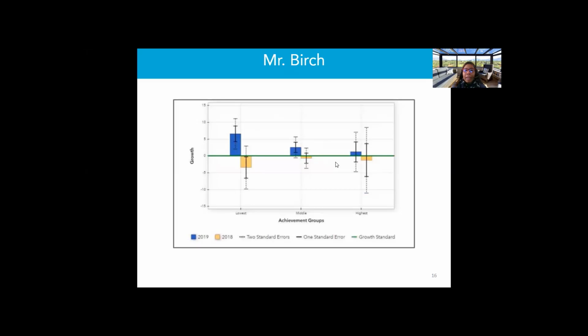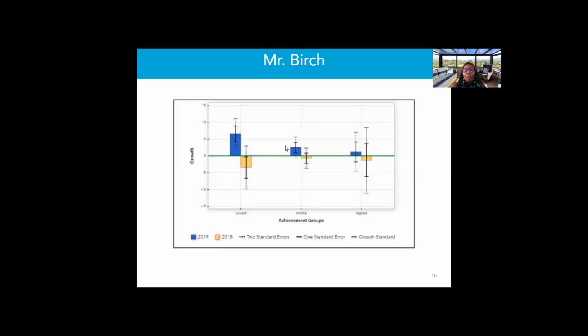This is Mr. Birch's diagnostic. So what we see here are our lowest students, green standard error, green growth standard. Our standard error bars are above the green growth standard, and so are our blue bars. Our low kids are making some gains.